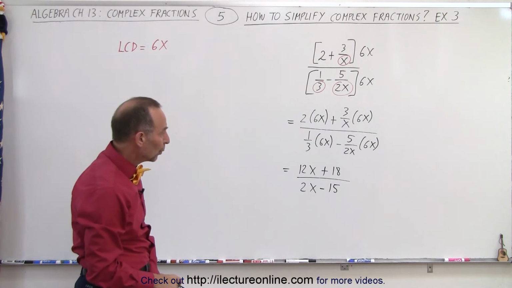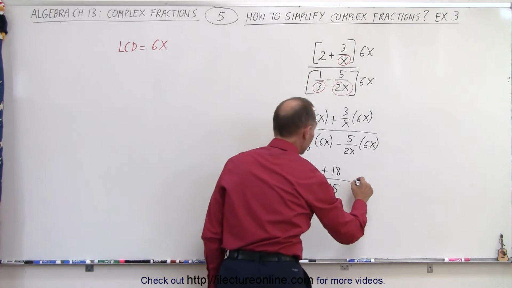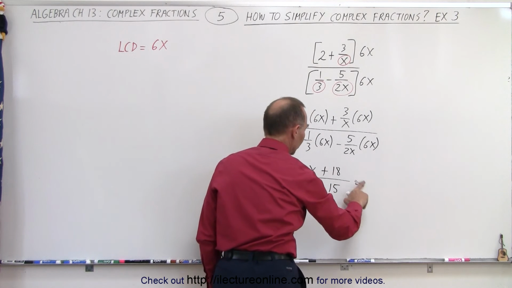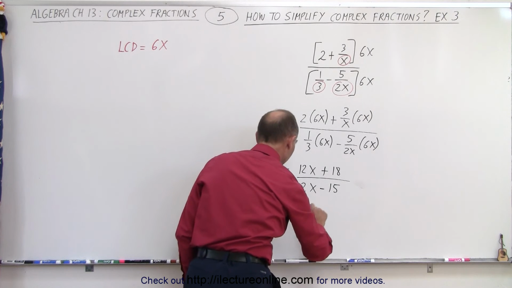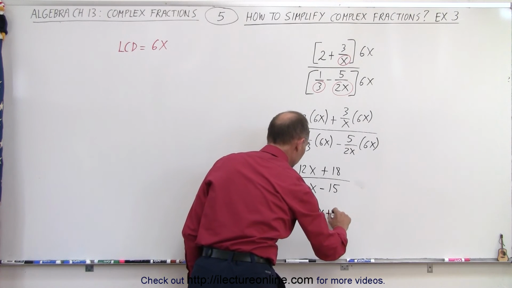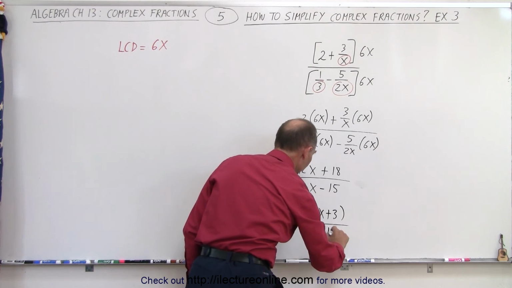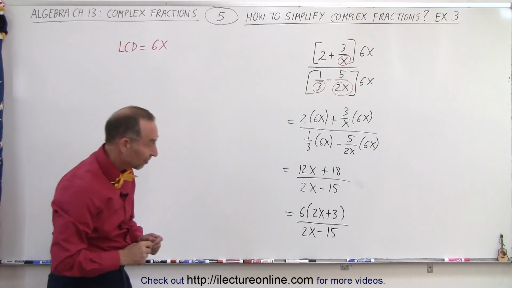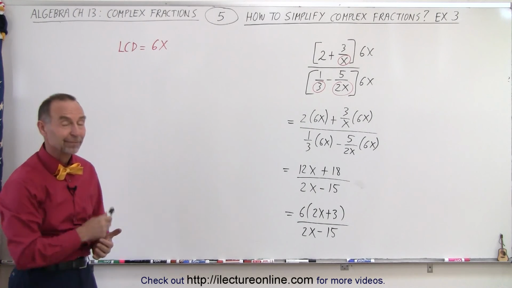And then we could factor a 6 out of the numerator. So this can then be written as, let me just go ahead and write it down here. So this is equal to 6 times 2x plus 3, divided by 2x minus 15. And that would be the simplified form of that complex fraction. That's how it's done.